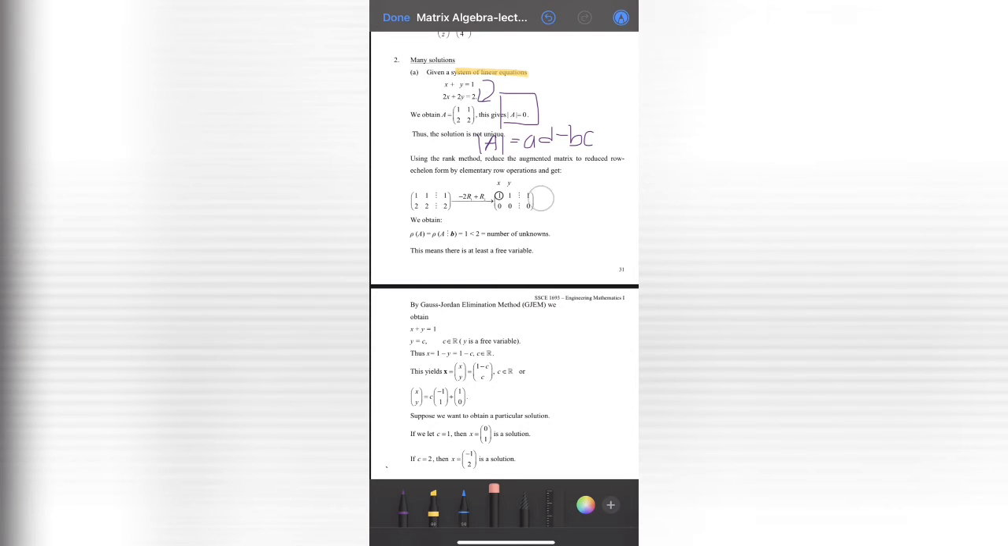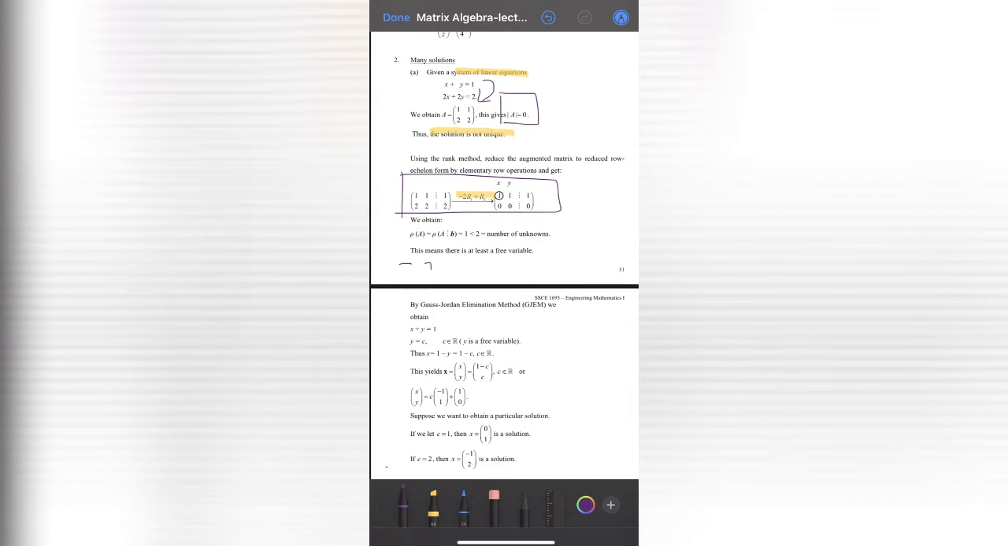So from the determinant, we will know that the solution is not unique. The solution is not unique. So using the rank method, reduce the augmented matrix to reduced row echelon form by elementary row operations, which is arrow, and we will get this using this. If you have forgotten, we just insert it into this.